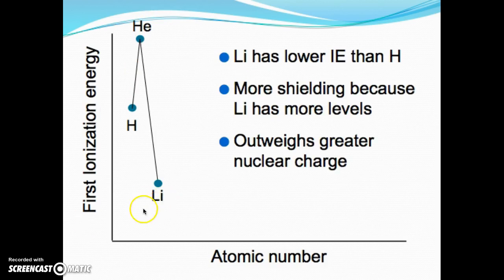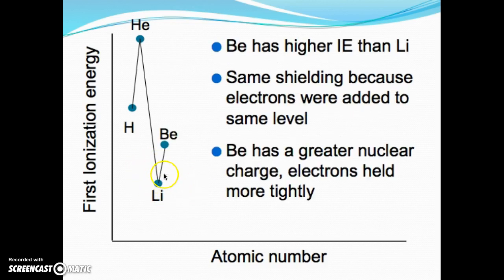Then we get to lithium. Lithium is now in the next period of the periodic table. So lithium has a lower ionization energy, meaning it's easier to remove an electron from lithium because it has 2 electrons on the first shell and the second shell holds 1. So this electron is further out from the nucleus. There's more shielding, and that shielding outweighs the greater nuclear charge. So the ionization energy, meaning the energy needed to remove that electron, actually goes down.